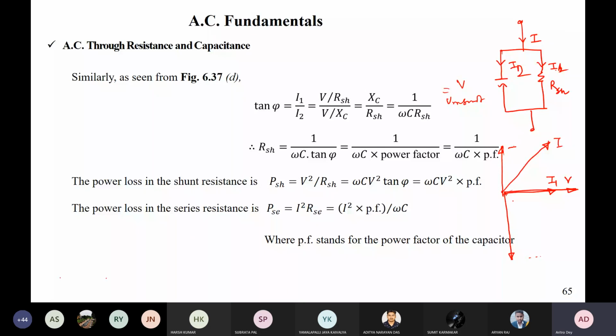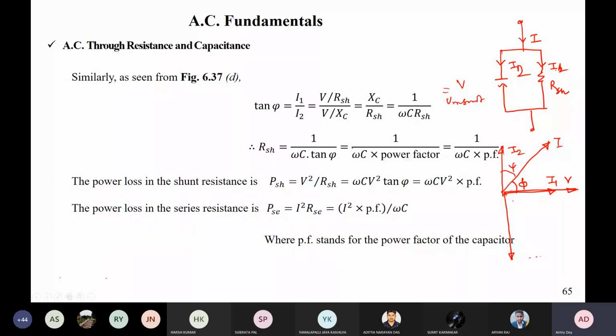This is your I2. So this is actually phi, the angle between voltage and the total current, and this is your psi. So tan psi is actually I1 by I2. So you can write V by R_SH over V by XC. So you will get this. So your R_SH will be equal to 1 by omega C into tan phi.